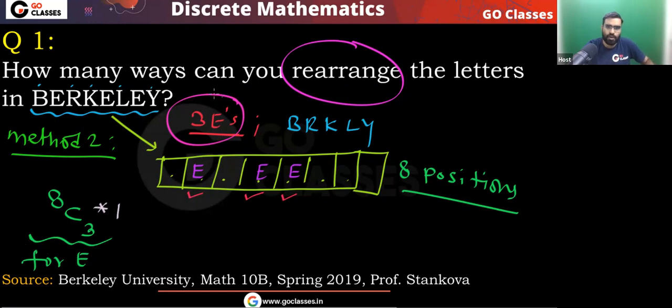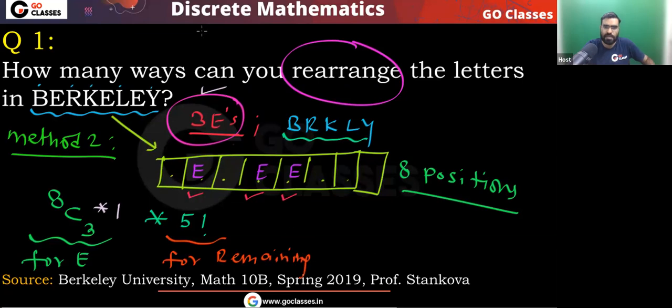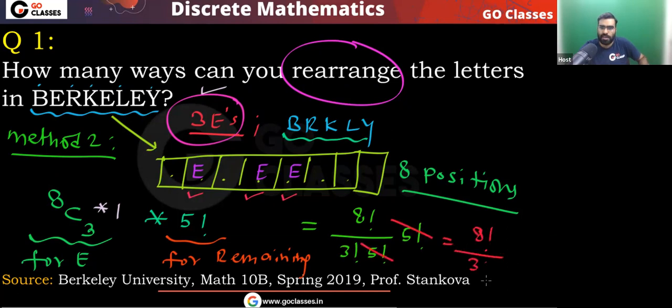After arranging all the E's, now you can notice how many ways for BRKLY. That will be 5 factorial. The remaining letters can be arranged in 5 factorial ways. So this is your final answer. If you solve it, what is 8C3? That is 8 factorial divided by 3 factorial times 5 factorial, multiplied by 5 factorial. This will cancel out, and finally your answer will be 8 factorial divided by 3 factorial.